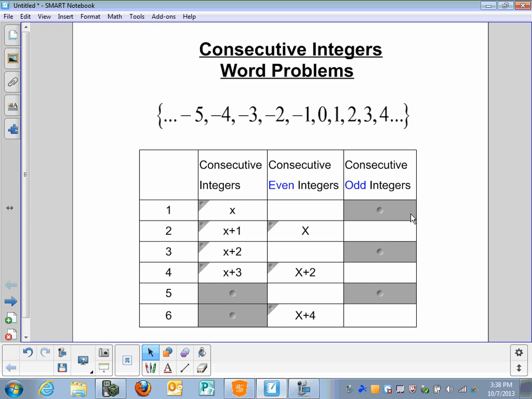If I wanted to represent one consecutive odd integer, I could call it x. For two consecutive odd integers, the first would be x, the second x plus 2. For three odd integers, the first would be x, the second x plus 2, and the third x plus 4.